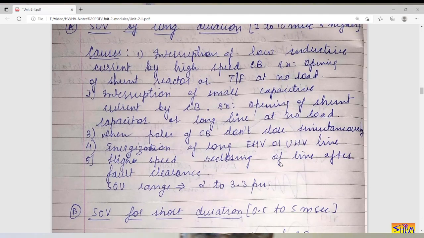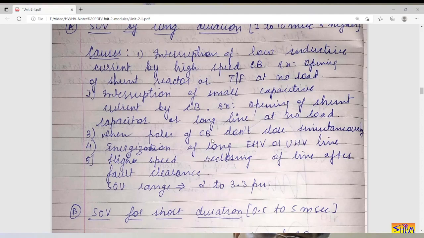This circuit breaker is basically employed to disconnect the line when there is fault. So if it is fault, the current will be of inductive nature, but its magnitude will be large. But when circuit breaker is clearing low inductive current or small capacitive current, in both these cases over voltages are generated. Third cause is when poles of circuit breaker don't close simultaneously.